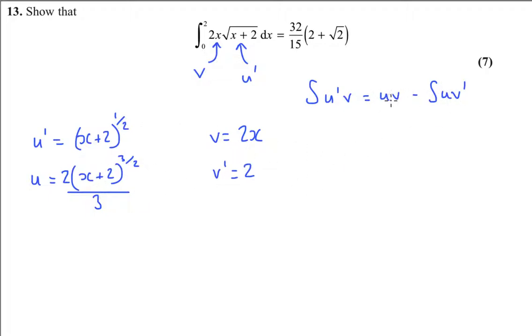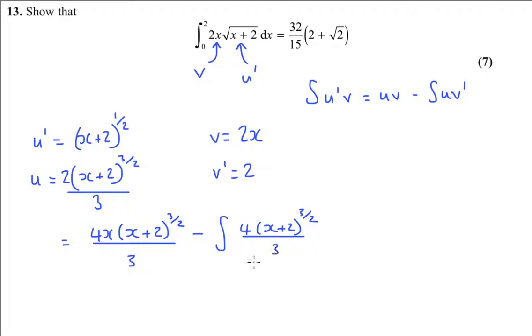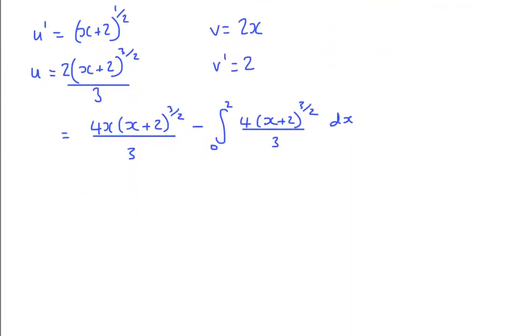Once we've got all this written down, we can just shove it in the formula. So the integral is going to be uv, so that's this times 2x, so 4x, x plus 2 to the 3 over 2 all over 3, minus the integral of uv dash, so that's these two things times together, so that's 4 times x plus 2 to the 3 over 2 over 3. This we can integrate, which means we can finish the question.